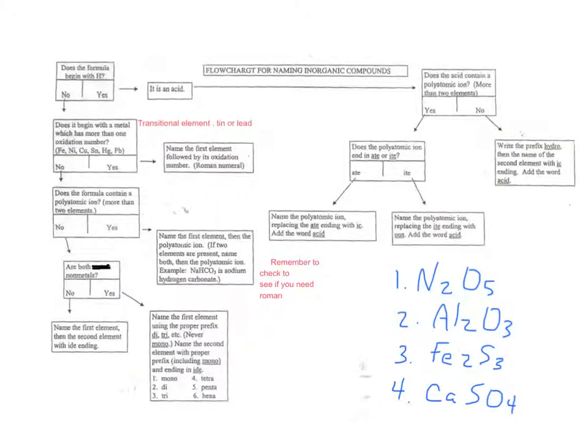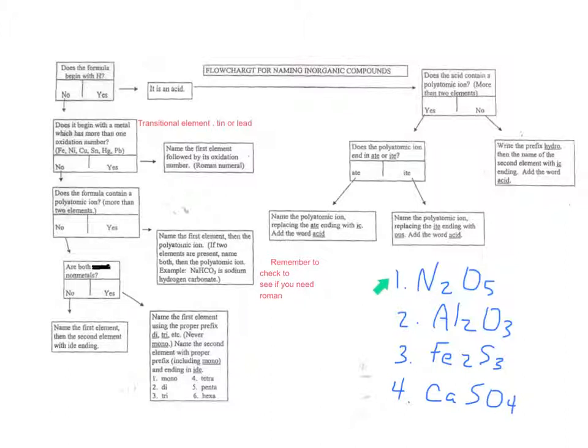Now, here I have a flow chart for naming the compounds: the binary ionic, the binary covalent, and the polyatomic. And if you find this flow chart or this review helpful for what we've covered on part 1 of nomenclature and on the polyatomics, then print this page off. I have written 4 examples here to show you how to use this flow chart. Now, we're going to look at number 1.